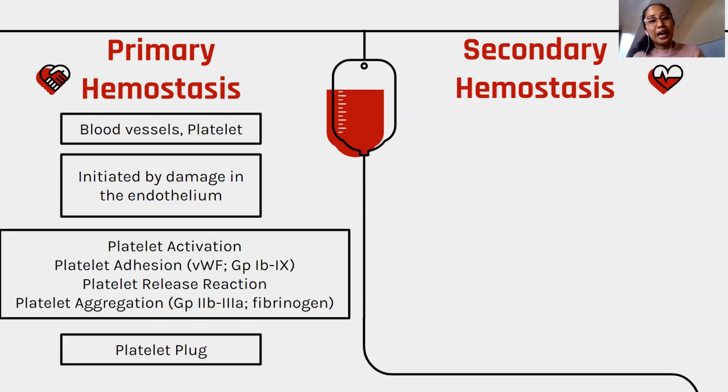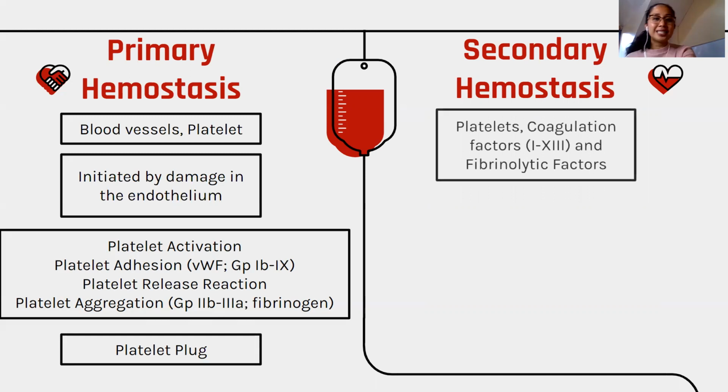Usually this is temporary. This is good when the injury is not that severe. However, class, when it's severe, when there is a big injury, secondary hemostasis is activated, and the main actors for secondary hemostasis are your platelets and coagulation factors. Factors 1 to 13 are represented by Roman numerals. We don't have a factor 6, so 1 to 13 except 6, and the fibrinolytic factor. I'll talk about the fibrinolytic factor in a while.